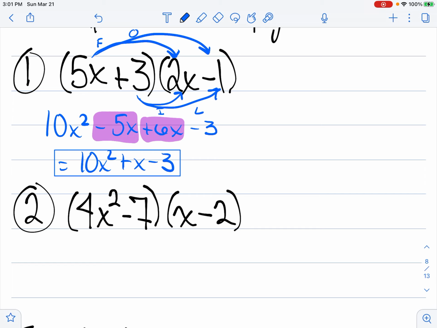All right, now I'm going to let you try example 2 on your own. And then I will pause for a second, let you try it on your own, and then I'll show you the answer on the other side.